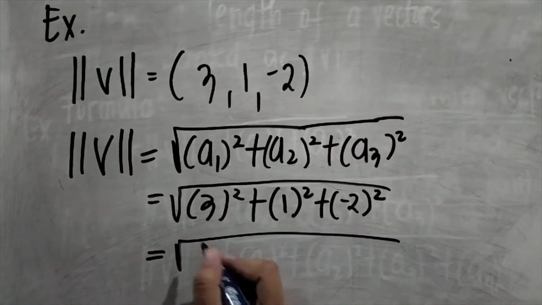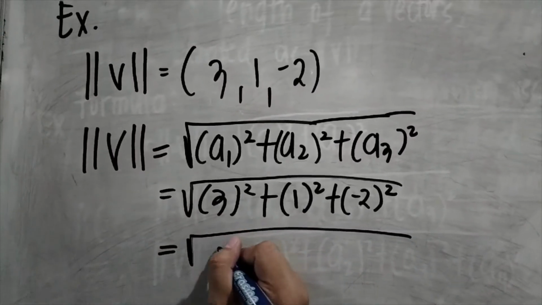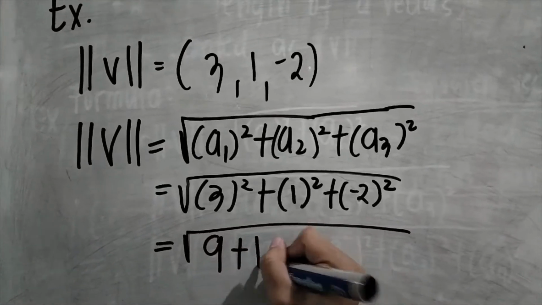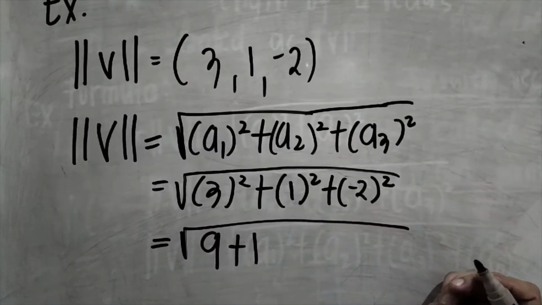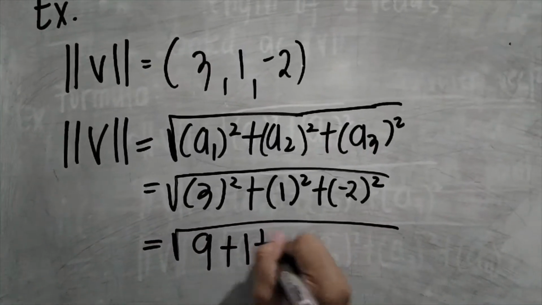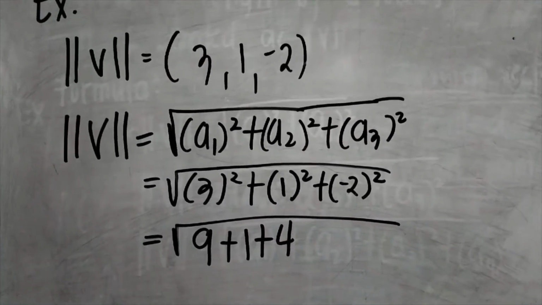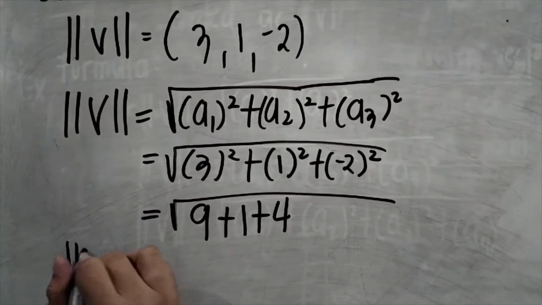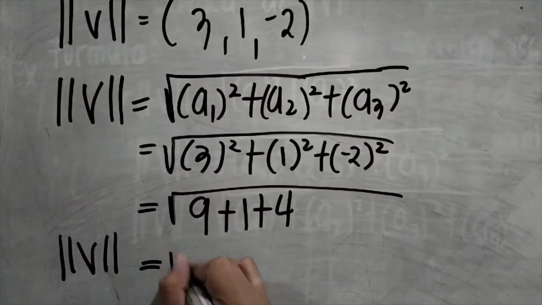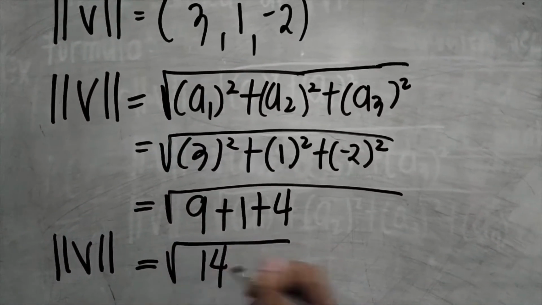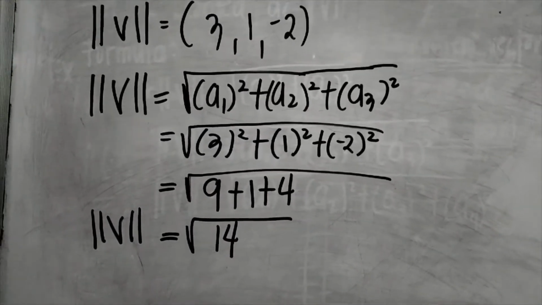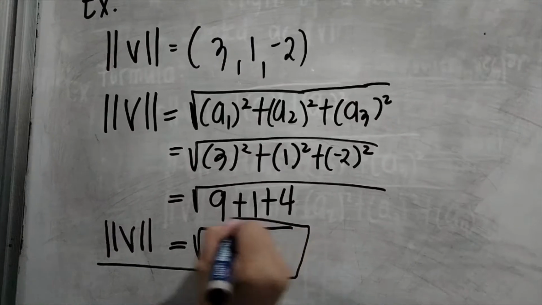Dire-diretso na natin to. So, 3 squared is equal to 9. 1 squared is equal to 1. And negative 2 squared is equal to positive 4. Yan. So, the magnitude of B is equal to the square root of 14. So, di naman natin siya masqure, so ito na yung final answer.